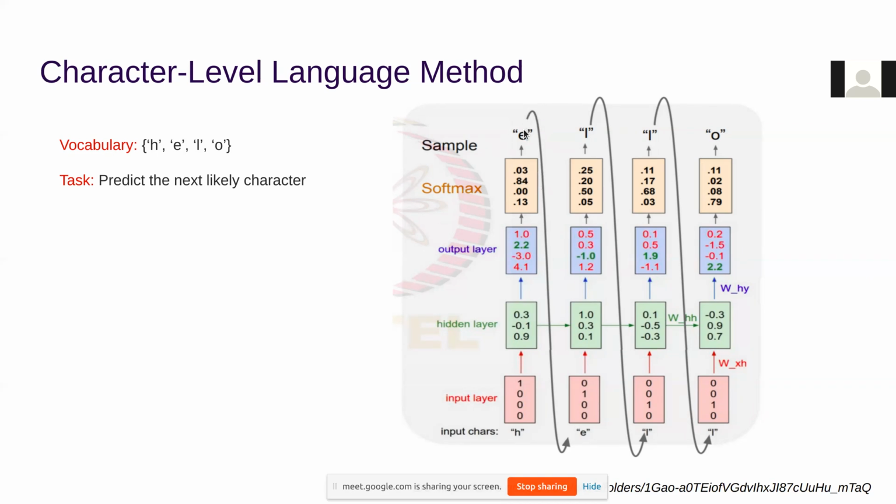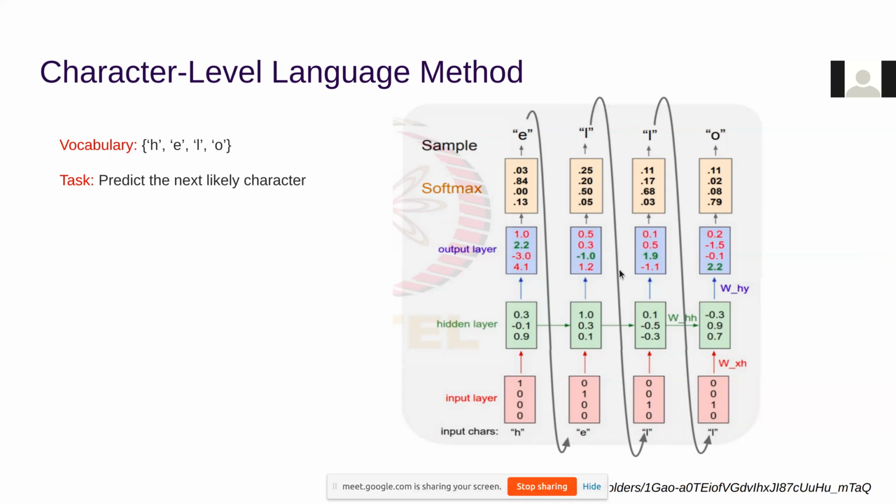For the next time step, we give this E as an input to the model. It is represented using this vector with the second element being 1. Then the previous hidden state information and this input corresponding to character E help in updating the hidden state, which finally gives this output, and applying softmax, the probability of the character L is the maximum. So the next character predicted is L.